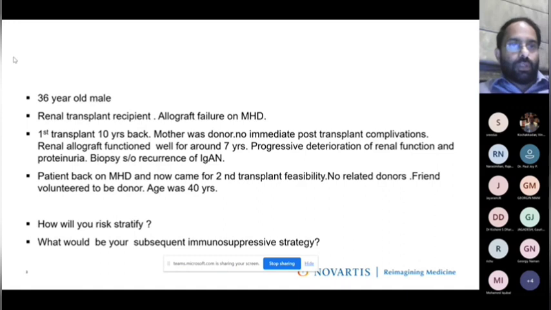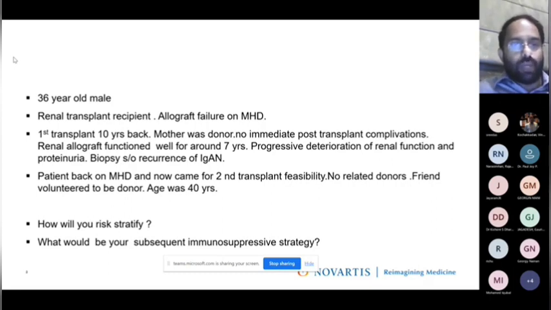the session. So this is a 36-year-old male who is a renal allograft recipient who had graft failure and was back on maintenance hemodialysis. His first transplant was around 10 years back, and at that time his mother was the donor, and there was no immediate post-transplant complication, and the graft functioned well for around 7 years. And then there was some worsening of renal function with proteinuria, and biopsy showed a recurrence of IgA nephropathy.